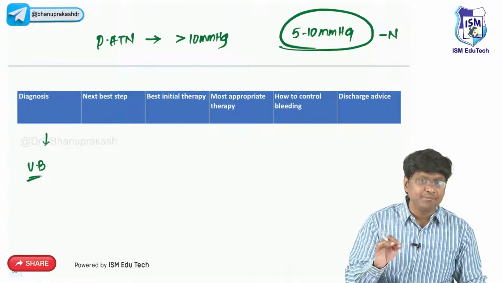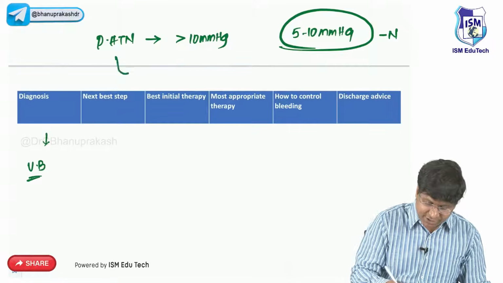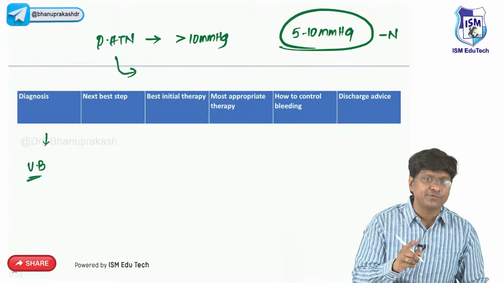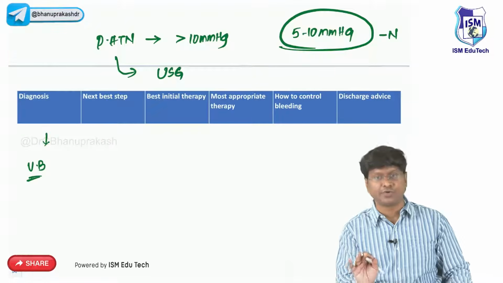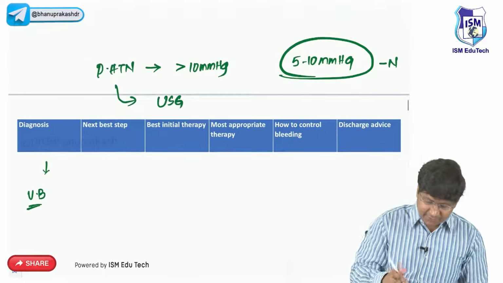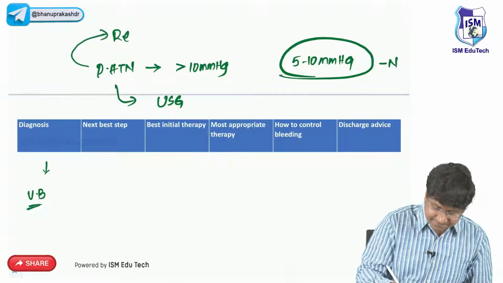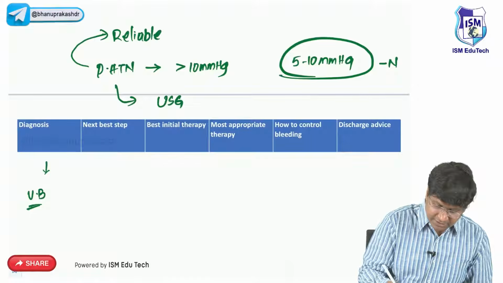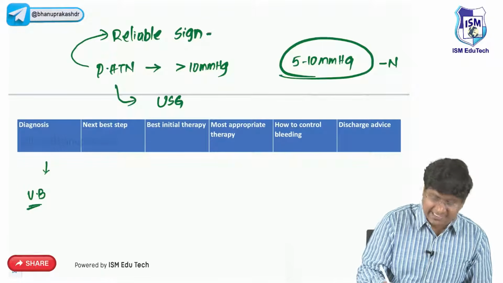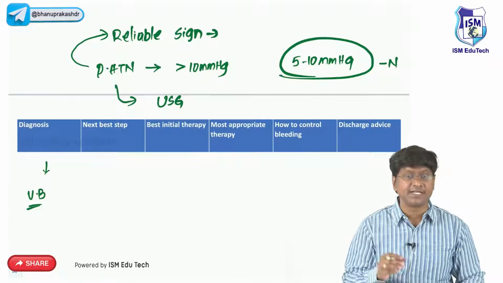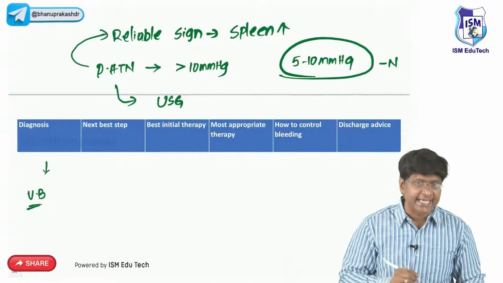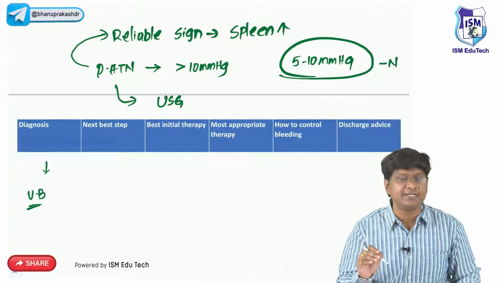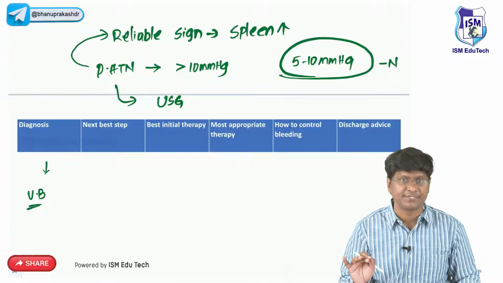And what exactly is the investigation of choice in patients with portal hypertension? Investigation of choice in portal hypertension will be ultrasonography, that is, Doppler ultrasonography should be done. But what is the reliable sign of portal hypertension? The reliable sign will be splenomegaly. Splenomegaly is the reliable sign for diagnosis of portal hypertension.